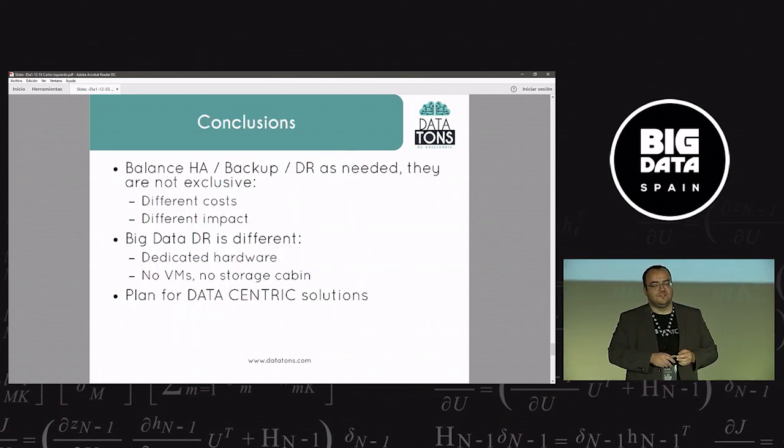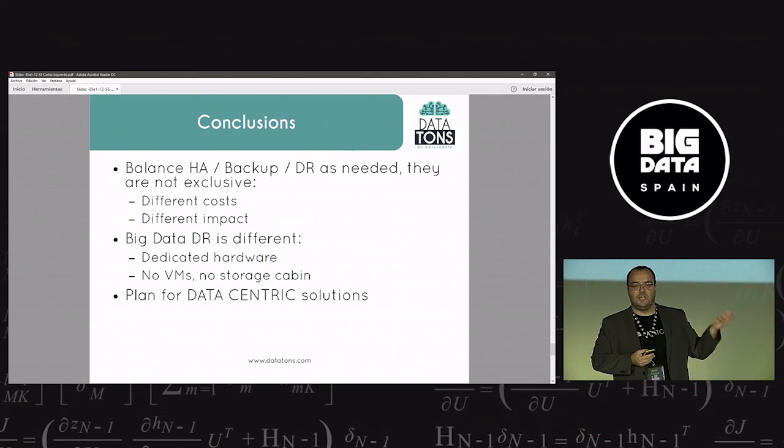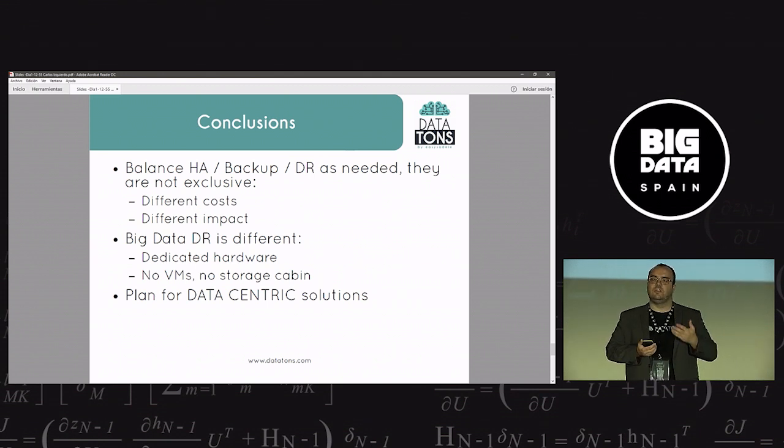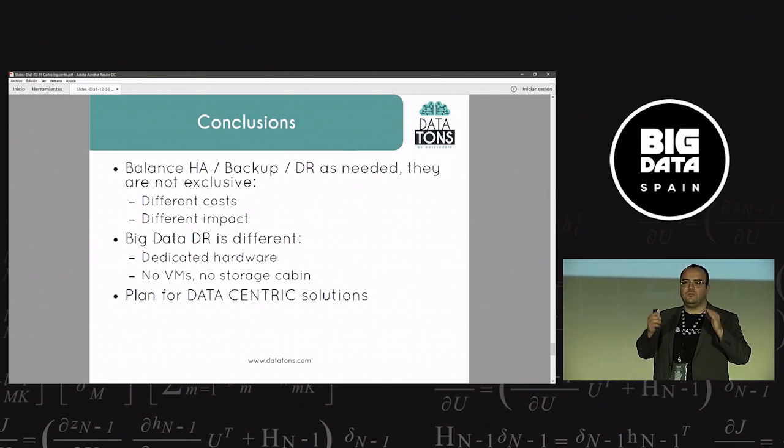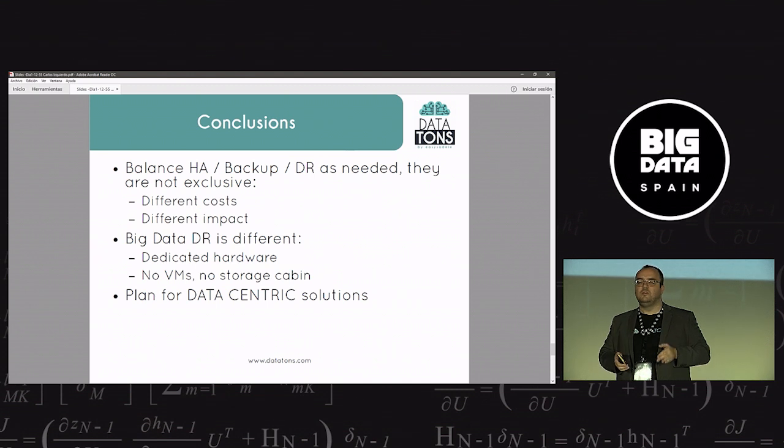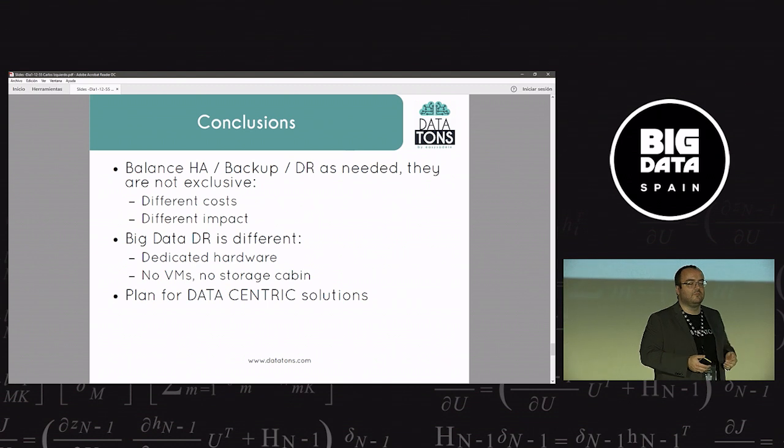So conclusions for this. Basically, you have these three options: high availability, disaster recovery, backup. These have different costs, different impacts. You may need to balance them, so make sure that disaster recovery is only for critical systems. High availability, you may or may not use it. Backup, never skip that. Always have backup. If anybody tells you that you have a good enough solution that you don't need backup, fire him as soon as possible. Make sure that you always have backup.